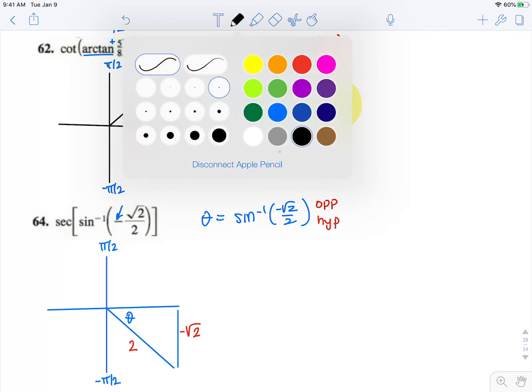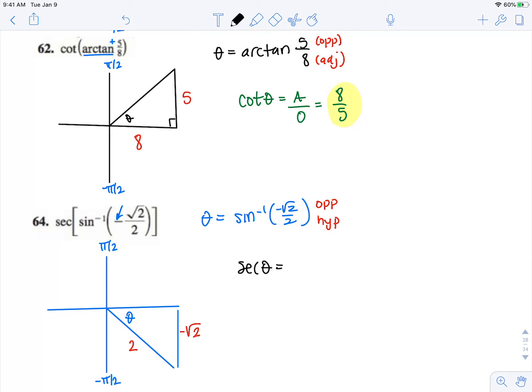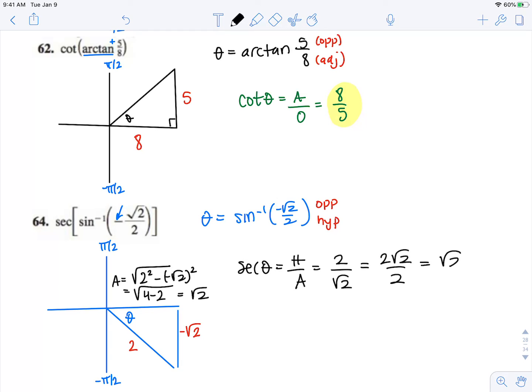So I'm looking for secant of theta, which is hypotenuse over adjacent. So I need to find this side. Adjacent equals the square root of 4 minus 2, which I get by doing 2 squared minus negative square root 2 squared, which is 4 minus 2, which is square root 2. So this is going to be 2 over square root 2, or 2 square root 2 over 2, which is square root of 2.